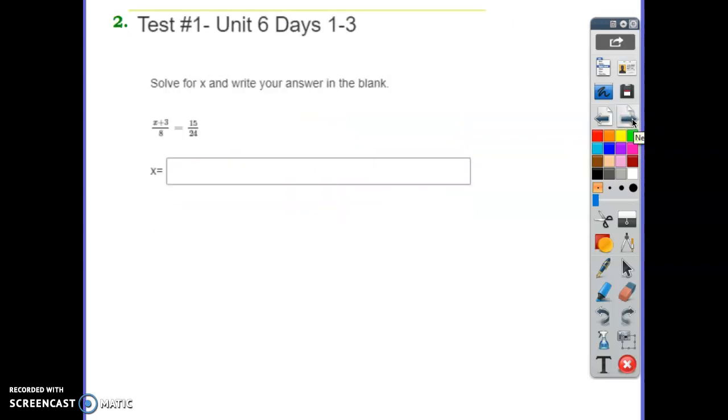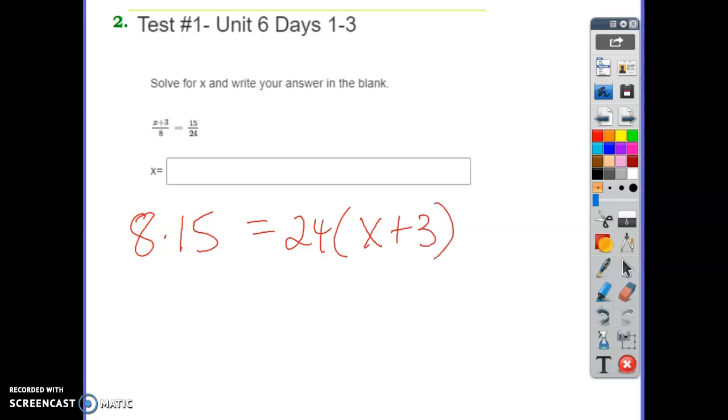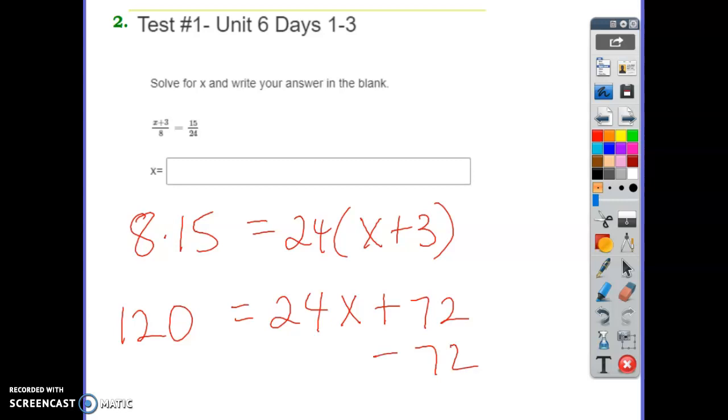Number 2, cross multiply 8 times 15 equals x. I'm going to write the 24 first. 24 times quantity x plus 3. Now, 5 times 8 is 40. 8, 9, what's 120? Equals, distributing the 24. 4 times 3 is 12. 6 plus 1 is 7. Now I'm just solving my equation.